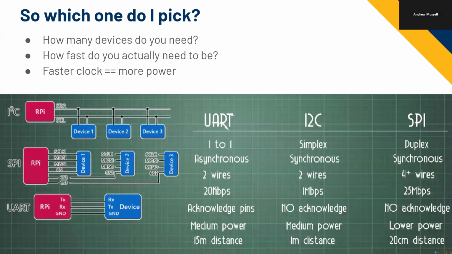Okay. So which one should I pick? Here's the table that I found. That just does a pretty good job. Right here where it says RPI, that's Raspberry Pi. So they're just saying, if you used a Raspberry Pi. I mean, the first question is, how many devices do you need?